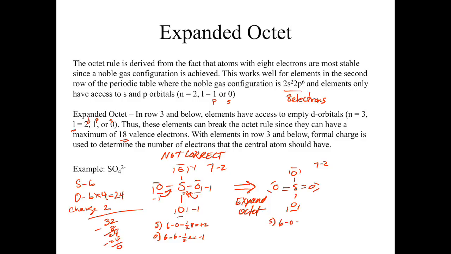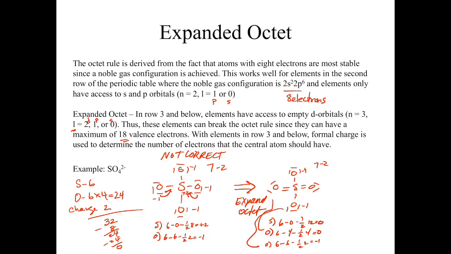So we have 6 minus 0, no lone pairs, minus 1/2 of 12 electrons. This is now going to give us a 0. And we have 2 different types of oxygens. So we have the oxygens that look like this. These are going to be 6 minus 4 electrons in the lone pairs, minus 1/2 of 4 electrons. That's going to give us 0. And then we have these 2 guys. This is going to be 6 minus 6 minus 1/2 of 2. That's going to give us our -1.